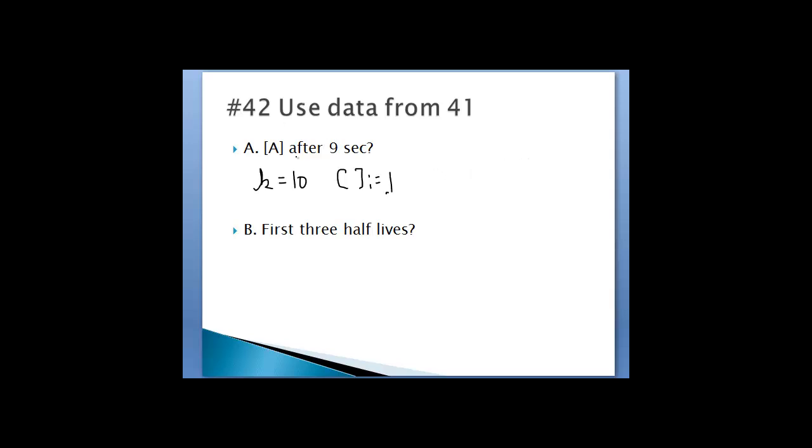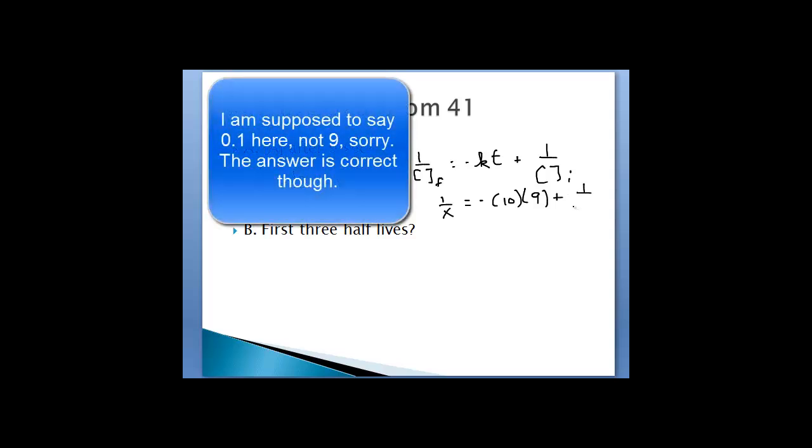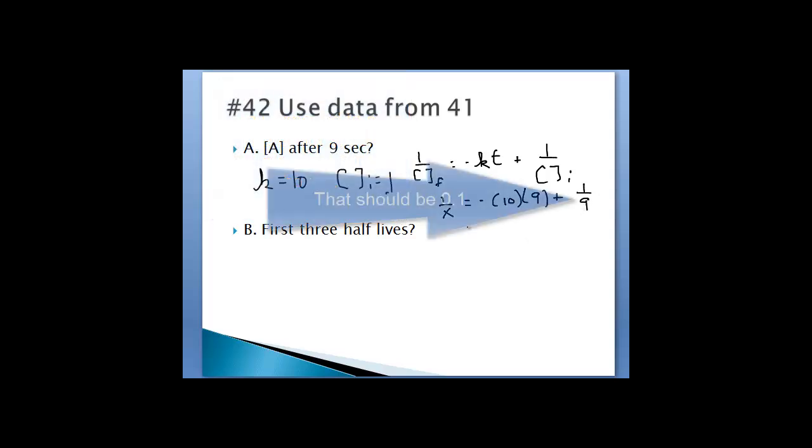Alright, so if we're looking for one of the concentrations, it would be better to use the form, let's write it this way: 1 over final concentration is equal to negative kT plus 1 over initial concentration. So we're going to solve for 1 over x is equal to negative 10 times our time, 9, plus 1 over our initial concentration, which we said was 0.1. So we should get a value for our final concentration of approximately 0.01 molar. You can work through the math there and make sure your answer agrees with mine.